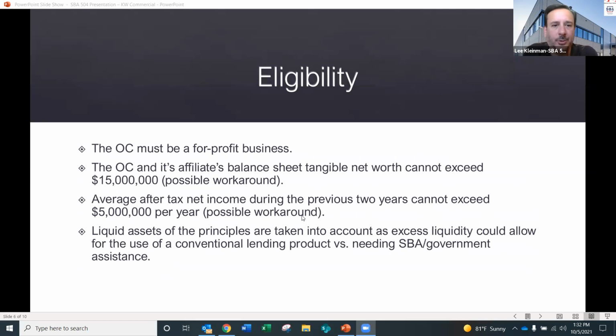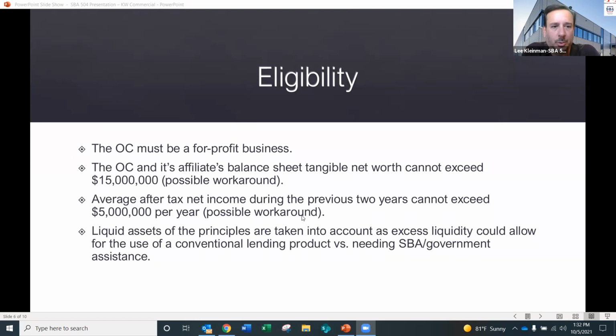So eligibility for an SBA loan, there's probably hundreds of little nuances that the client has to meet, but here are some of the main ones that we come across or want to make sure get addressed early in the process. The OC, or operating company, must be a for-profit business. So we cannot finance nonprofits. The only time I've seen the government or SBA finance nonprofits was during the pandemic. I think nonprofits were eligible for the pandemic loans, for the EIDL loans, but not for the regular 7A and 504 lending programs.